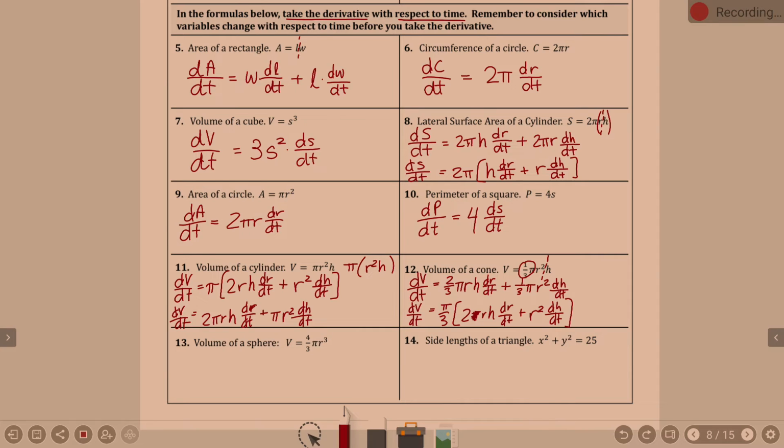Did you already do the volume of a sphere? That's dV/dt equals 4 pi r squared dr/dt.